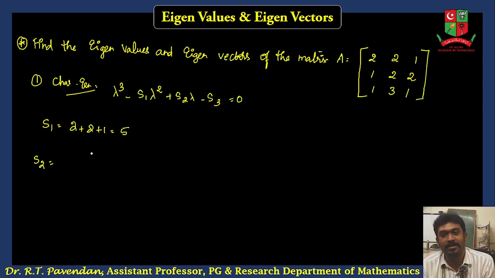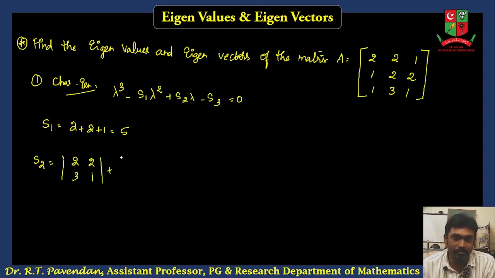So the S2 value is nothing but the sum of the minors of the diagonal elements. For the element 2, we are going to find the minor. We have to leave off the first row and first column. The rest of the elements are the minors for the element 2. So they are 2, 2, 3, 1. Plus the next element is again 2. For this element we have to leave off the second row and the second column. So the minors are 2, 1, 1, 1. Plus for the element 1, the minors are 2, 2, 1, 2.